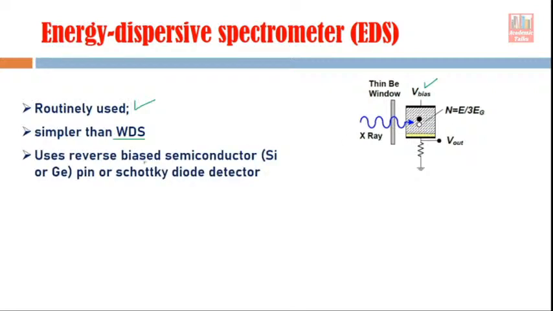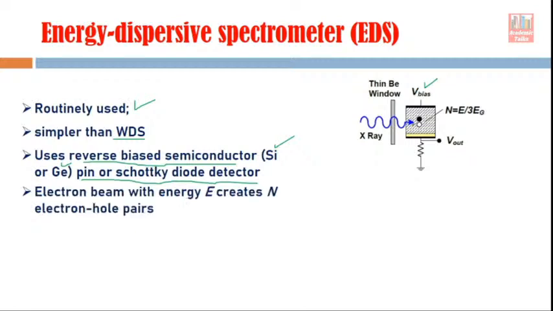I told you that there is a space charge region, and this space charge region is implemented with the help of a reverse biased semiconductor diode. This diode may be a pin diode or a Schottky diode, and the semiconductor material may be silicon or germanium. A space charge region is created by producing a reverse biased junction here, and the X-rays will produce electron hole pairs in this reverse biased region, or you can say in this space charge region.